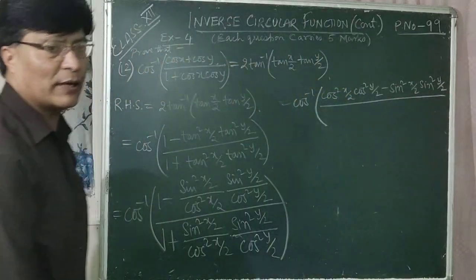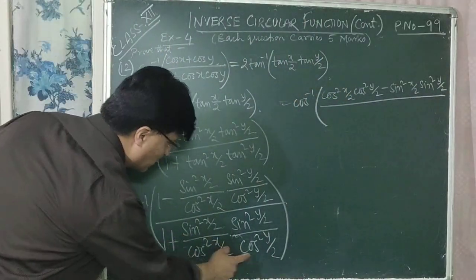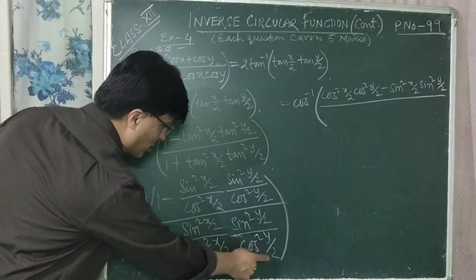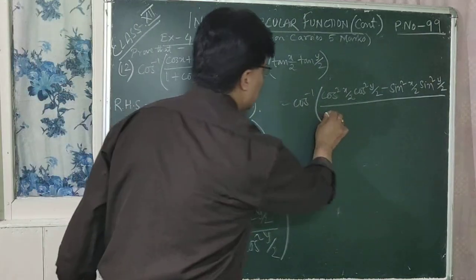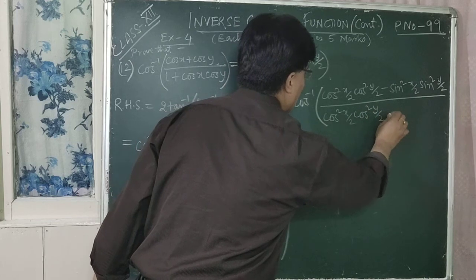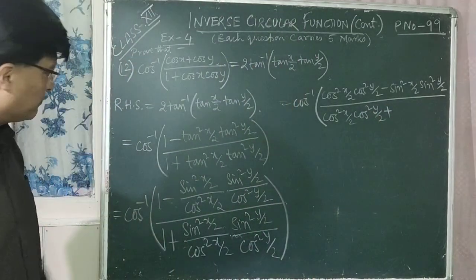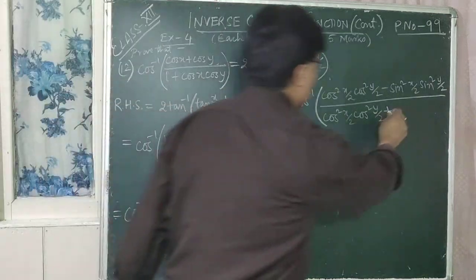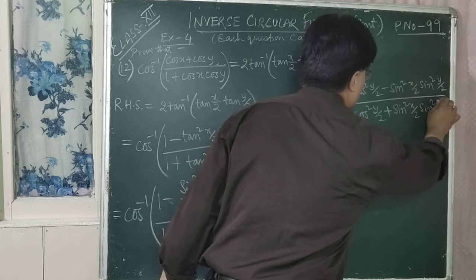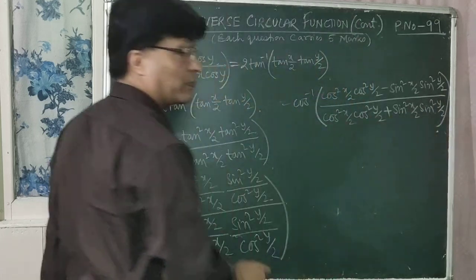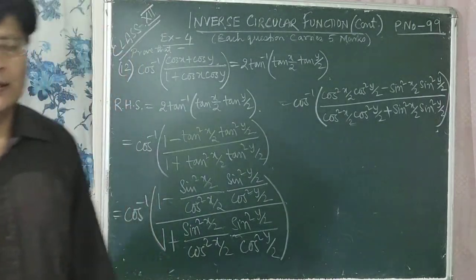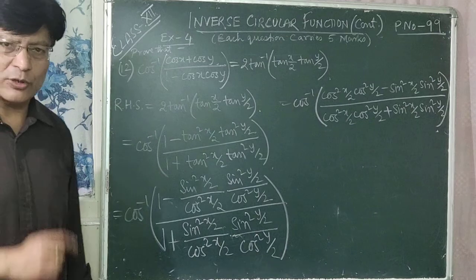So this whole divided by, in the denominator also the LCM is cos square x by 2 cos square y by 2, right? So cos square x by 2 into cos square y by 2 into 1 is cos square x by 2 cos square y by 2, then plus sin square x by 2 into sin square y by 2. And this LCM will be cancelled from both the numerator as well as the denominator. Is it clear to all of you?